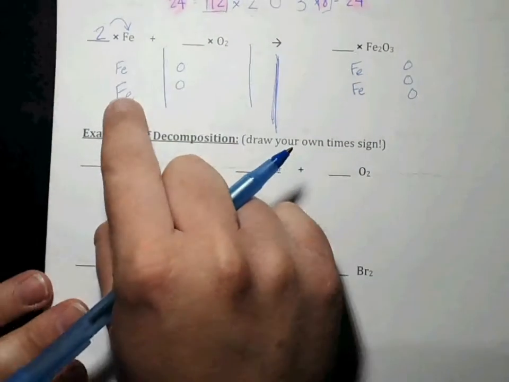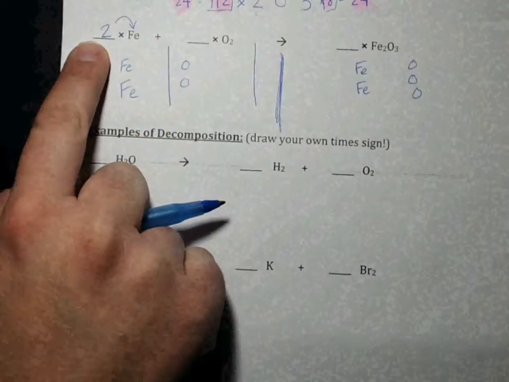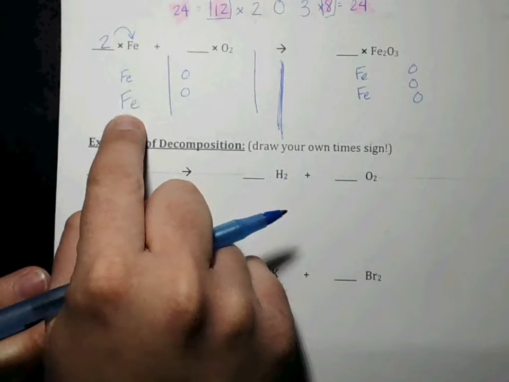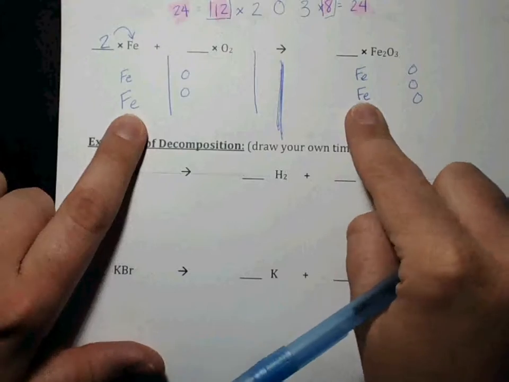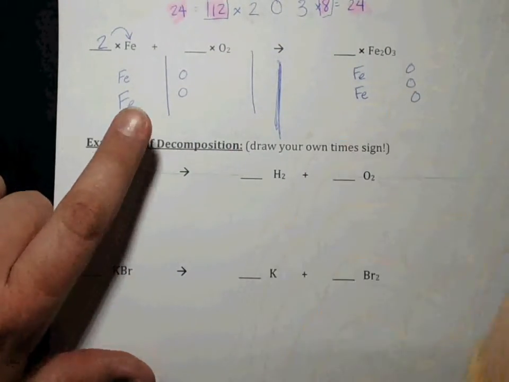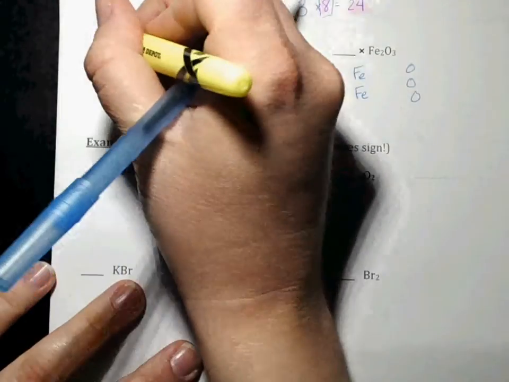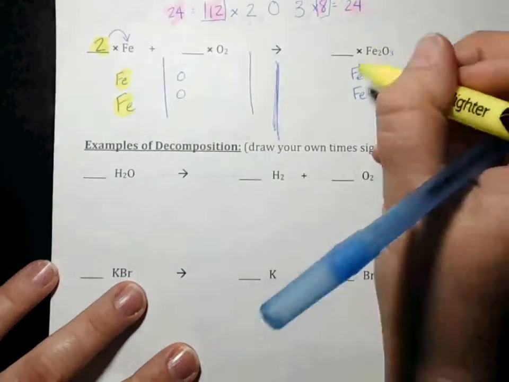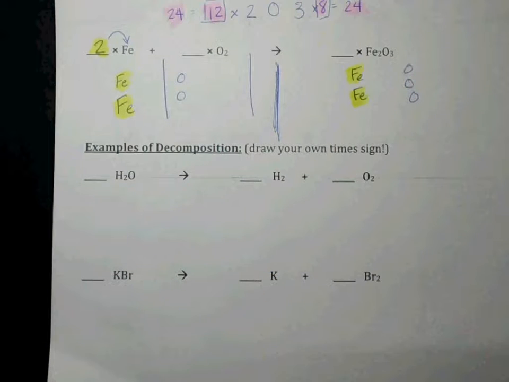But the only way I get this second iron is by writing a coefficient in this blank. If there's no coefficient here, I don't have a second iron to go here, and my irons on the left and my irons on the right are not going to match up. But by putting this 2 here, it multiplies out to give me 2 irons over here to match the 2 irons on the product side.